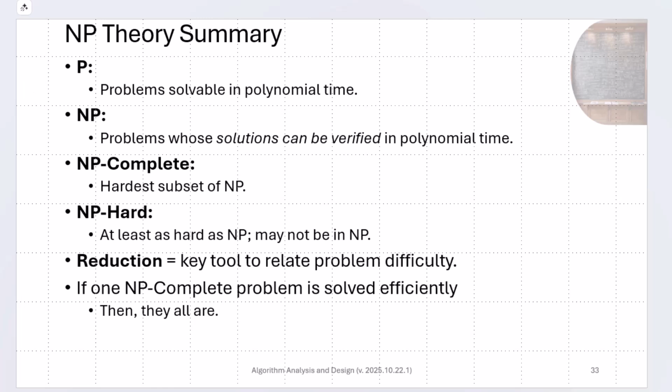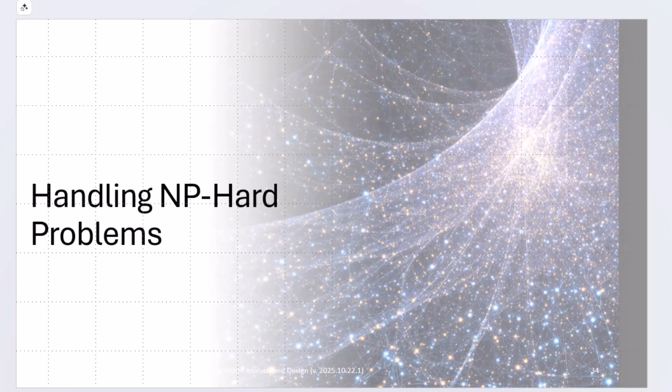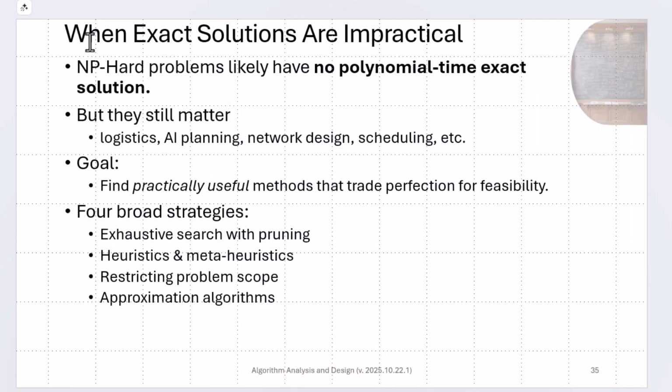All right, so as a summary, P means problems solvable in polynomial time. NP are problems whose solutions can be verified in polynomial time. NP complete are the hardest subset of NP problems. NP-hard means at least as hard as NP, but may not even be verifiable in polynomial time, let alone solvable. Reduction is a key tool to relate problem difficulty. And if one NP complete problem is solved efficiently, then all of them are, and we will have proven P equals NP.